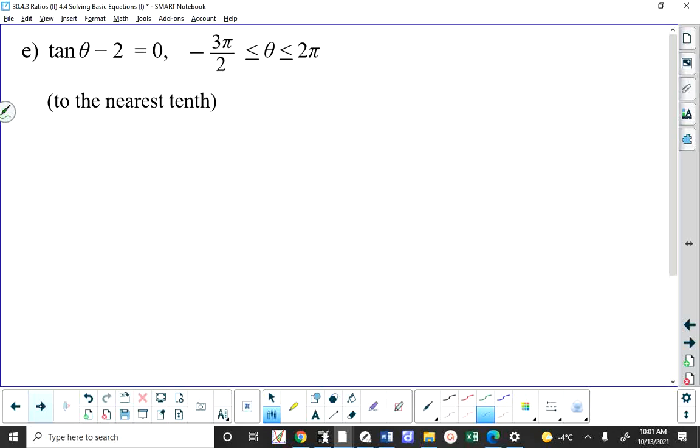This gets tricky now, okay? It's in radians, and we want it to the nearest tenth. And what's tricky about it is the stupid domain. Look at the domain. We want any numbers that are between negative 3 pi over 2 and 2 pi, or including them.